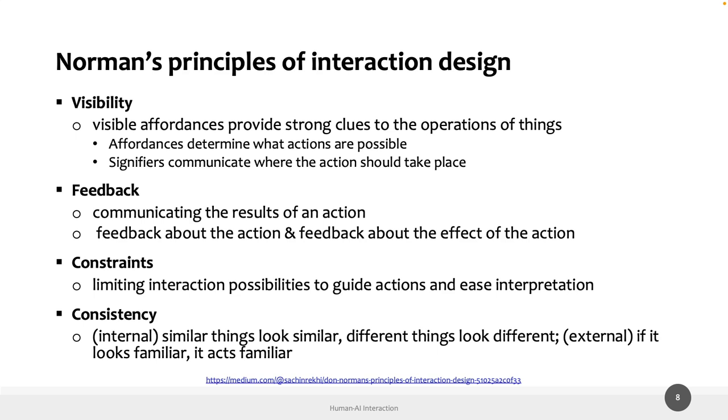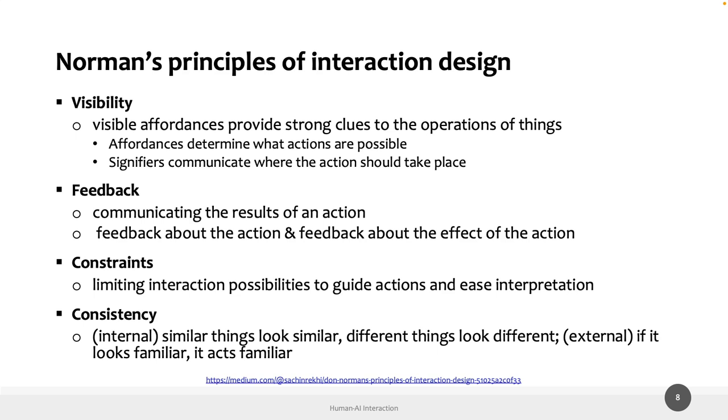Okay. One of these principles is visibility. The system should make all the possible operations that it offers visible to the user. In HAII, the possible operations are called affordances. An affordance is an action possibility offered by a system. A signifier instead is how an affordance is made visible to the user. So the principle of visibility means that all the affordances should have a clear signifier.